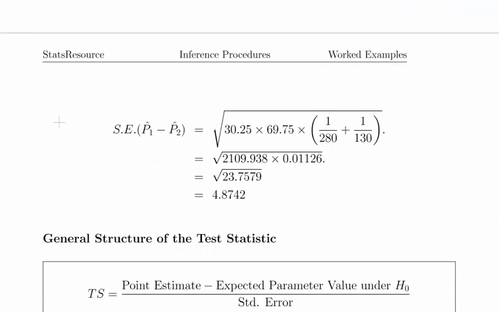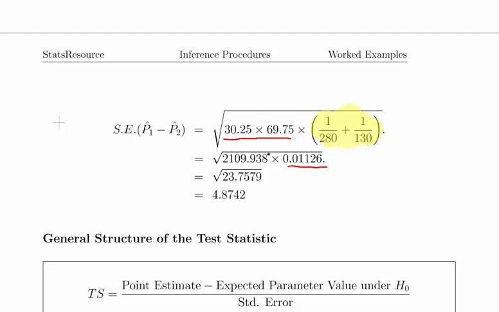Okay, now that's our calculation for the standard error: 30.25 times 69.75 times (1 over 120 plus 1 over 130). I did this second component as a single calculation on the calculator, and I get 0.01126. I'm going to add a few extra decimal places to give you a little more accuracy, so that if you check your answers you can compare very closely to mine. Now, a bit of rounding error will come into play.